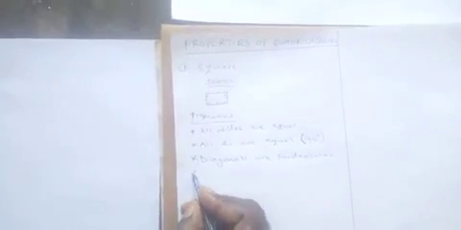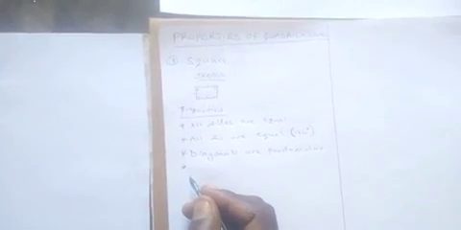Let us talk about lines of folding symmetry. A square has got 4 lines of folding symmetry.